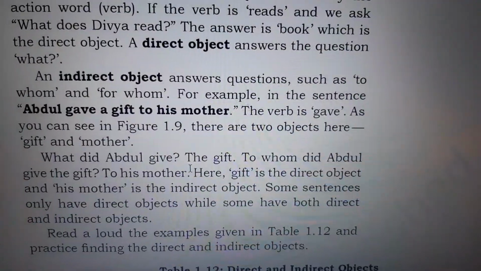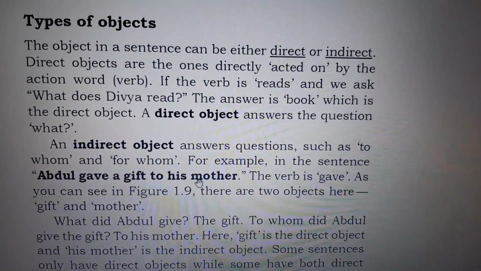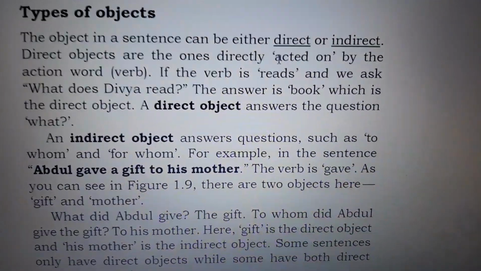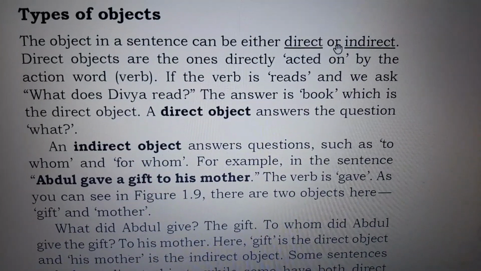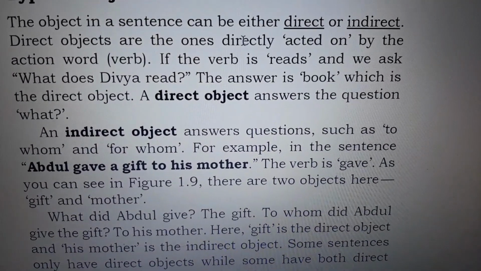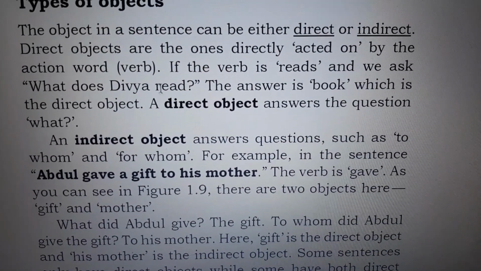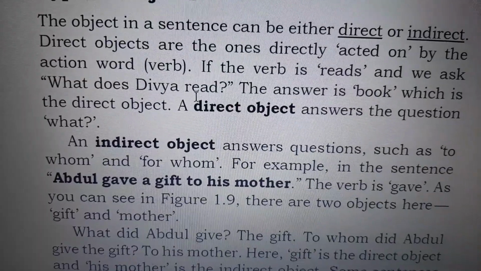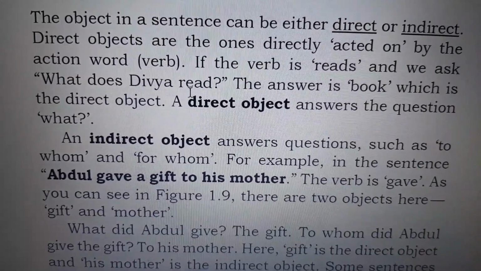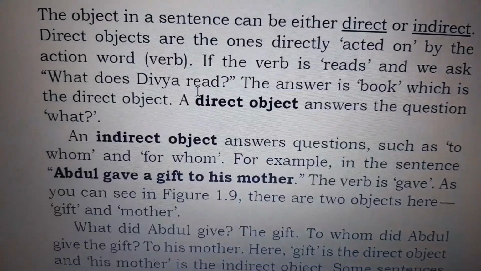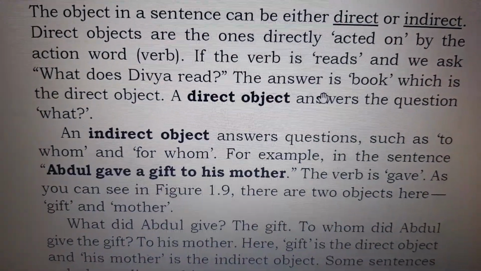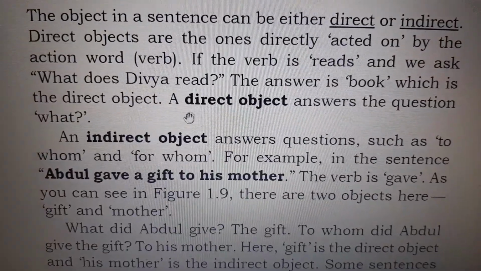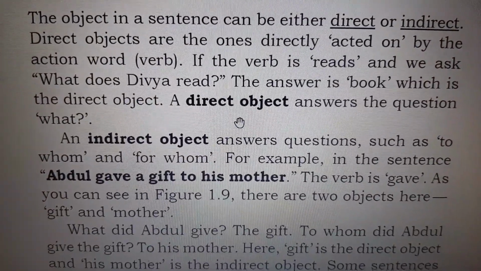Coming to the next, types of objects. What are the types of object? Actually there are 2 types, direct or indirect. How they are classified, let me tell you. What does Divya read? It's stating what Divya is going to read or what she is reading right now. The answer is very clear. She is reading a book right now. So this is a direct object.